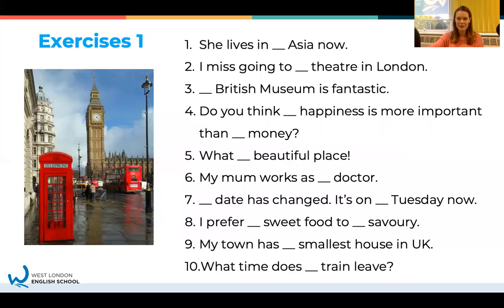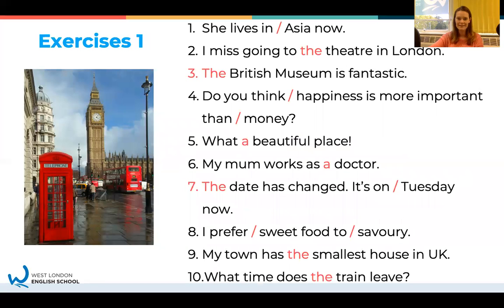Okay, so let's go through the answers. So the first one, she lives in Asia now. Why is there no article here? It's because with continents, Asia, North America, South America, Europe, we don't use an article. The second one is the. Remember places in the city, the theatre, the cinema, we use the. Number 3, we use the because it is a specific place, the British Museum.